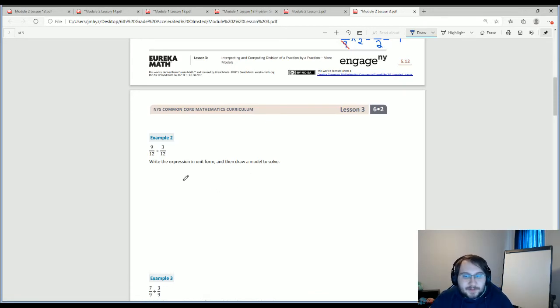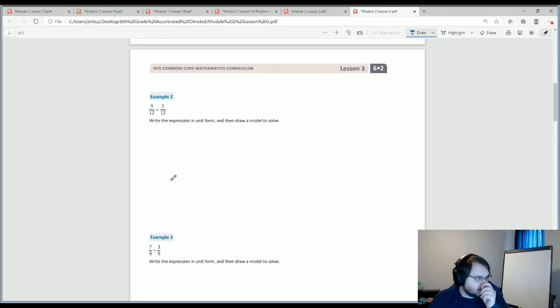With example number 2, I'm actually going to draw models for all of these. Example 1, 2, and 3. So for example 2, we have 9/12 divided by 3/12. This is good. Those are both 12ths. That's going to be pretty easy for us. So let's take this and draw our model. If I want to, I can write this out in unit form again, just like before. It's going to be 9 twelfths.